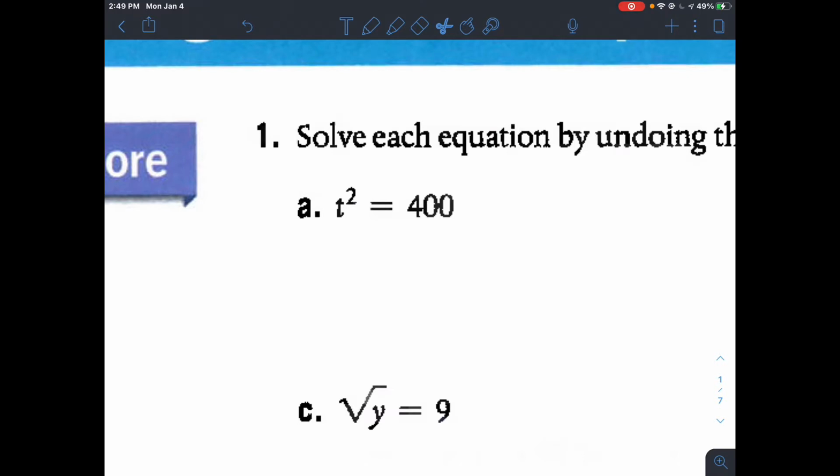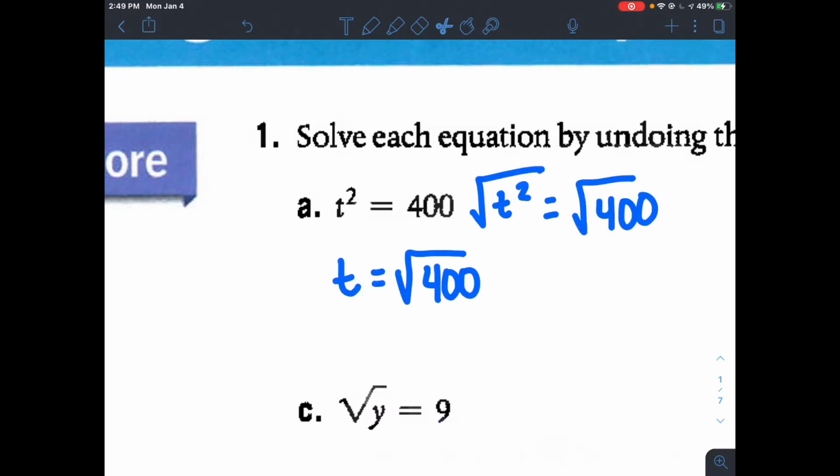So for this first one, we have t squared equals 400. So what do you do? You take the square root of both sides and you're left with t equals the square root of 400. T equals plus or minus 20. And I think that's probably where the most common mistakes are going to be, forgetting that plus or minus. You can square 20 to get to 400, or you can square negative 20 to get 400. Negative 20 times negative 20 equals positive 400.